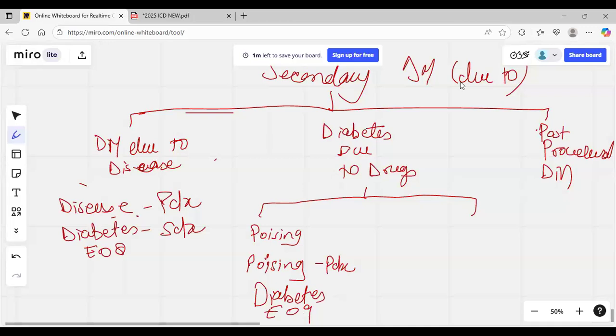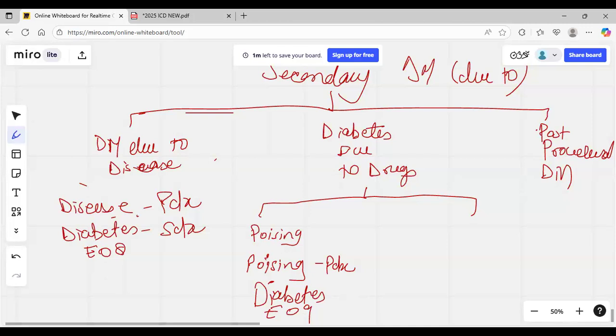So if the patient has diabetes due to poisoning, you have to keep your poisoning diagnosis at the primary position followed by the diabetes code. And your diabetes code should start from E09.